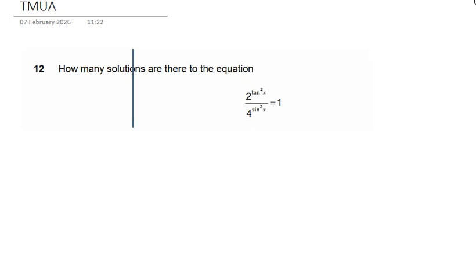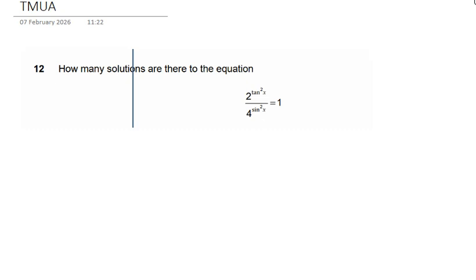Hello students, today we are going to solve a very interesting trigonometric exponential question. The question is: how many solutions are there to the equation 2^(tan²x) / 4^(sin²x) = 1 in the interval 0 ≤ x ≤ 2π? Now let's solve this step by step and understand the concept clearly.